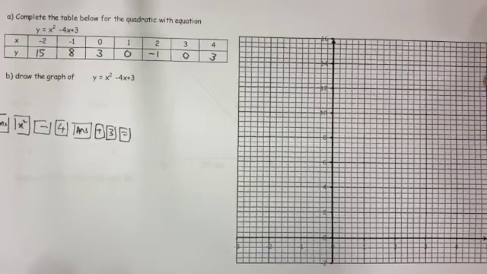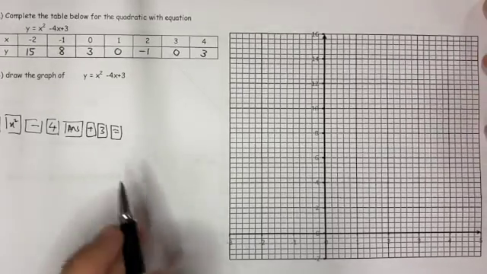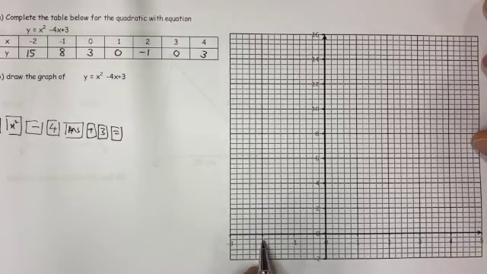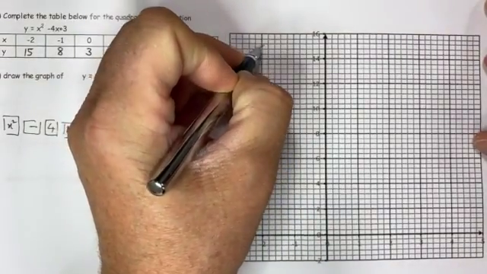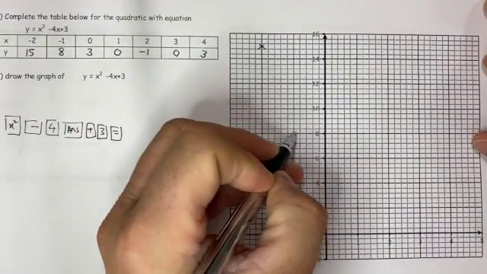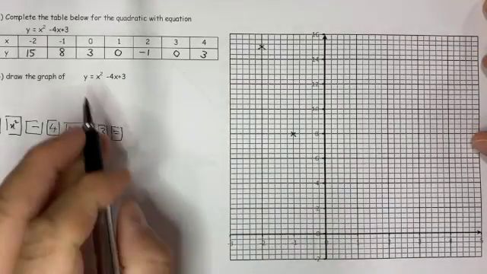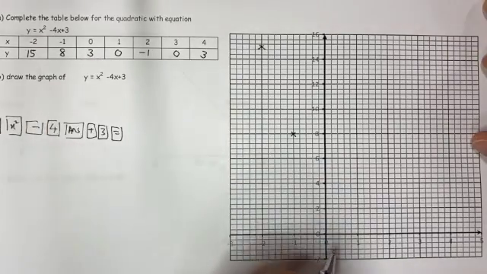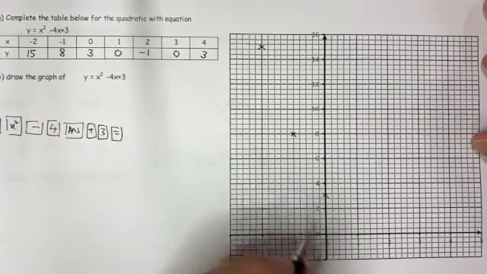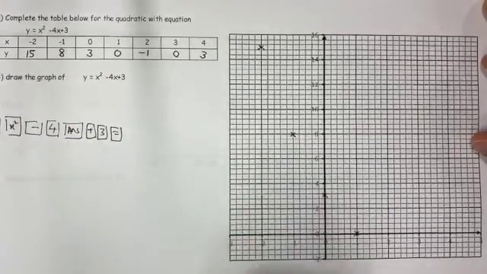So now to the graph paper. First of all, plot each of the coordinates. So at -2, we are all the way up at 15, which is about there. At -1, we're up at 8, which is about there. At nothing, we're up at 3. At 1, we're at nothing.